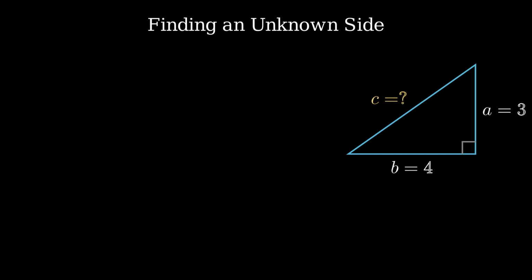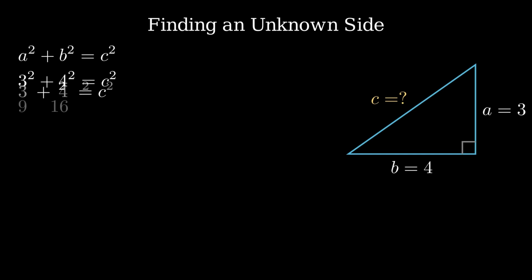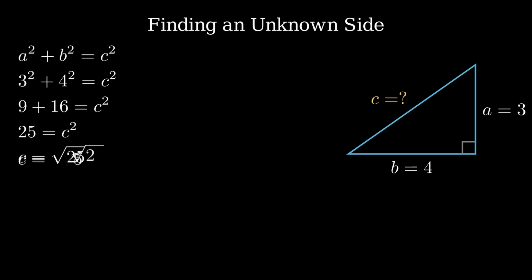In this right-angled triangle, side A is 3 and side B is 4. The hypotenuse C is unknown. To find the hypotenuse, we start with the Pythagorean theorem. A squared plus b squared equals c squared. Substitute the known leg lengths into the equation, 3 for A and 4 for B. Squaring 3 gives 9 and squaring 4 gives 16. Their sum is 25. Taking the square root of 25 gives us 5. So, the unknown hypotenuse is 5.